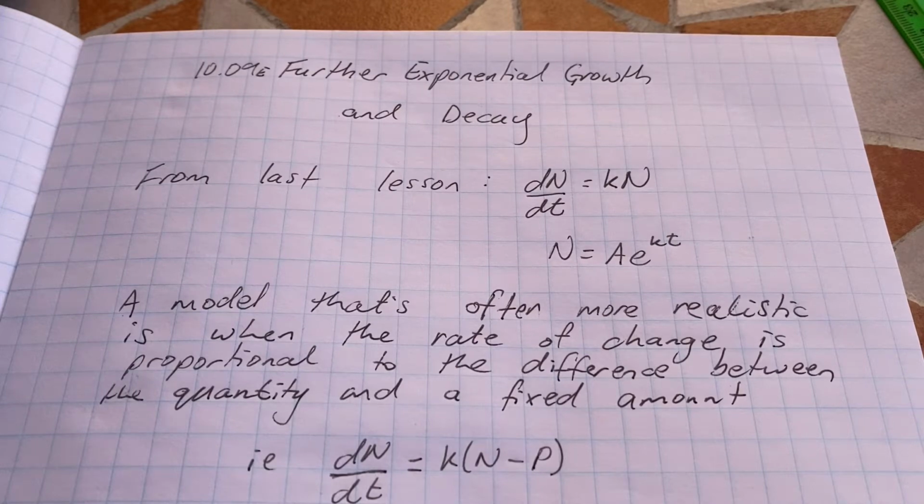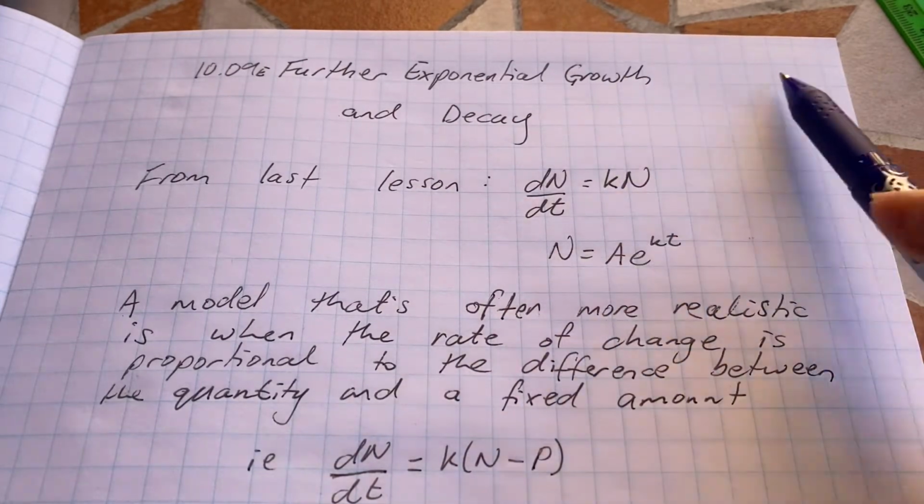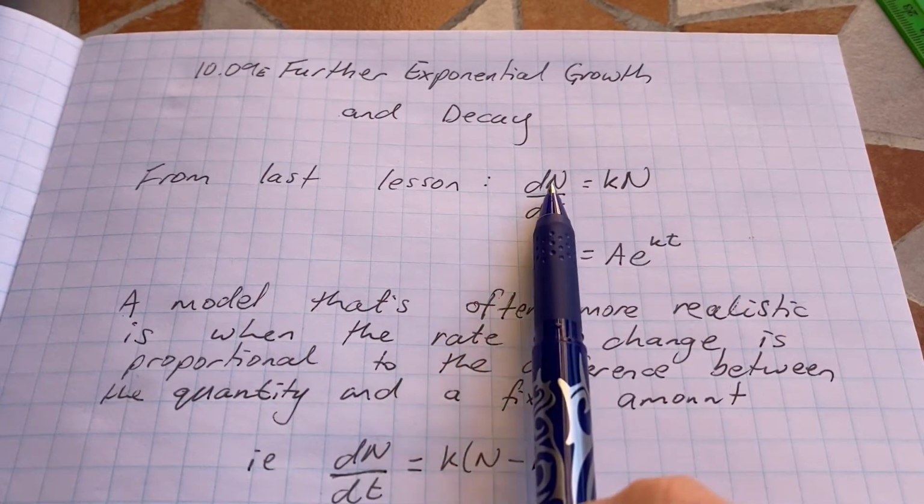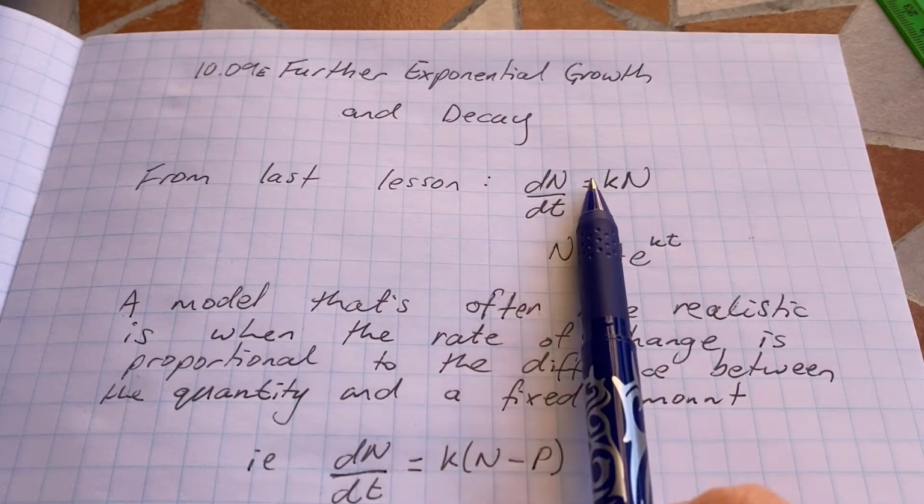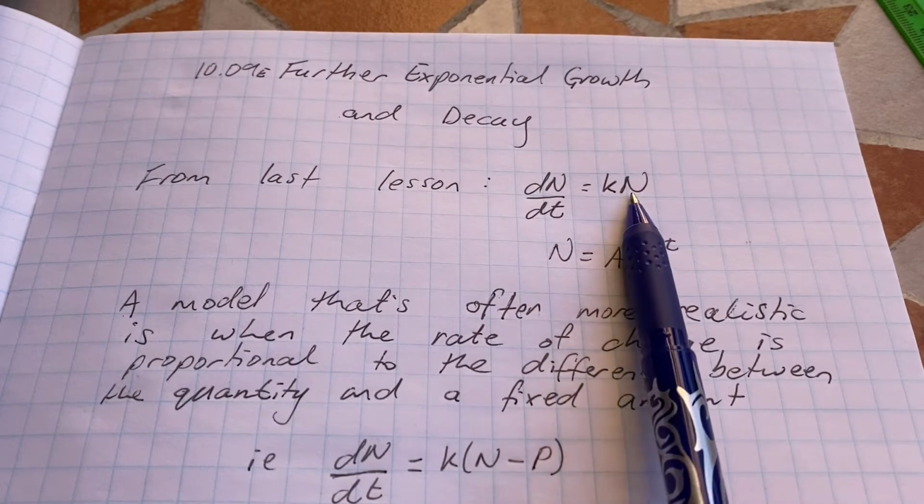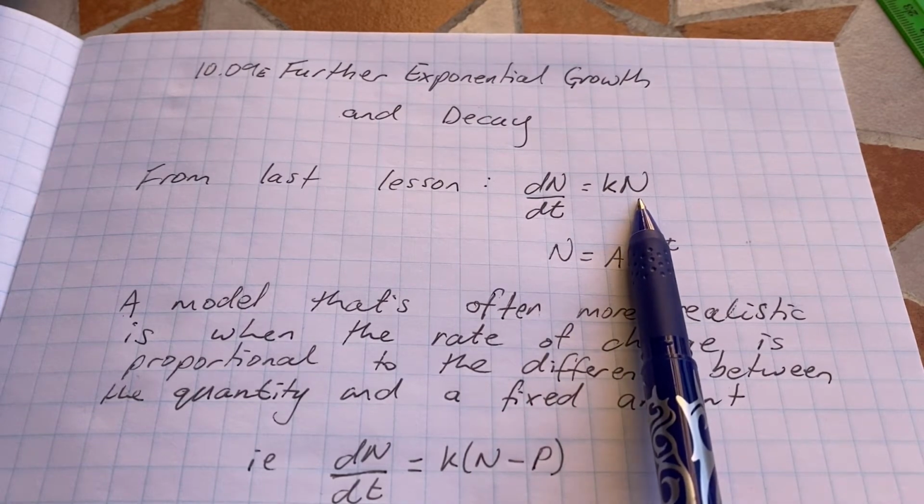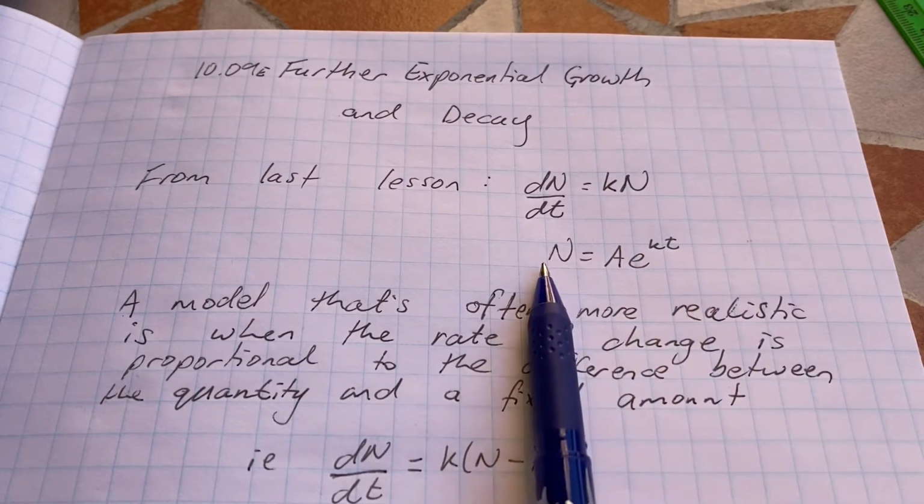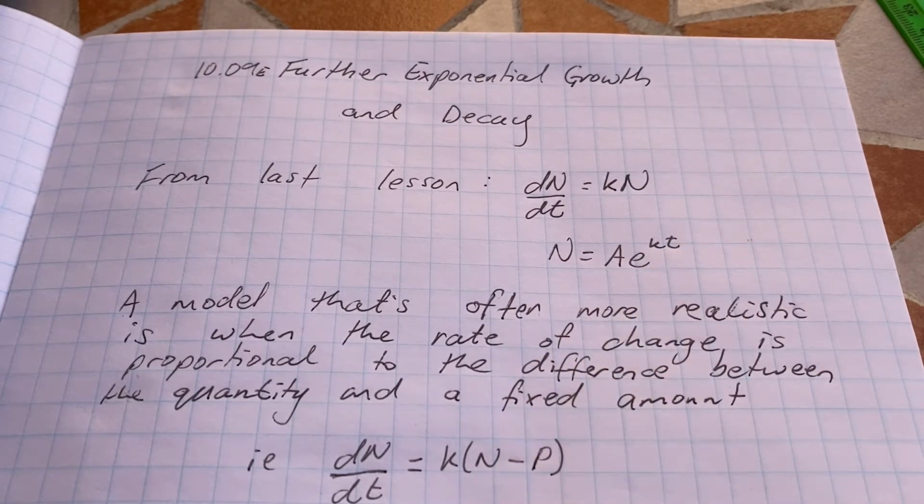Exercise 1009 is the last exercise in this chapter, and it's on further exponential growth and decay. So last lesson we looked at growth and decay, where the rate of change was proportional to, or some multiple of, the amount in the population, or the quantity that we're looking at. And we saw that N equals Ae to the kt was a solution to this equation.